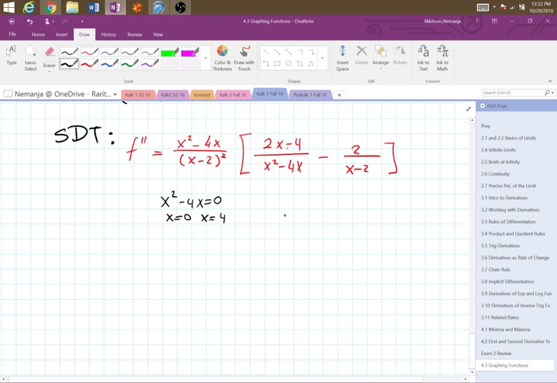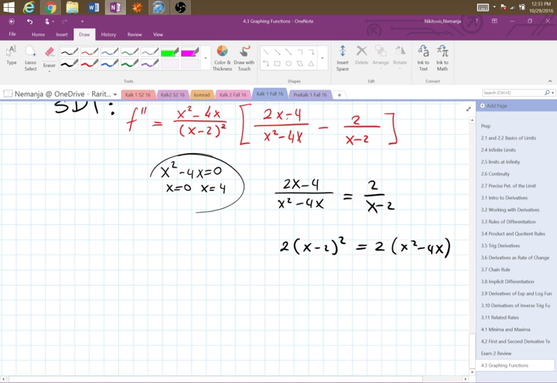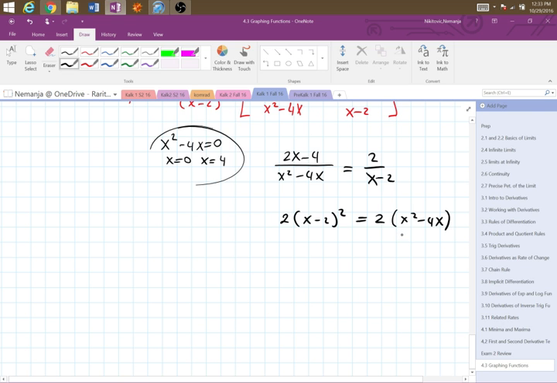And then we have this other one. 2x minus 4 divided by x squared minus 4x is equal to 2 over x minus 2. Cross multiply. We get 2 times (x minus 2) squared is equal to 2 times (x squared minus 4x). So this equation should give us, right? Because we know these are critical points. It's the second one that gives us the inflection point if we have any.